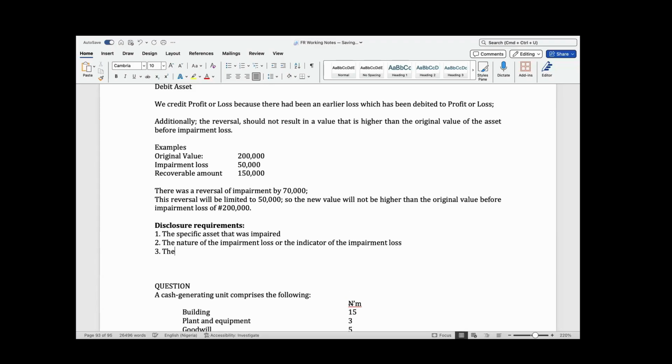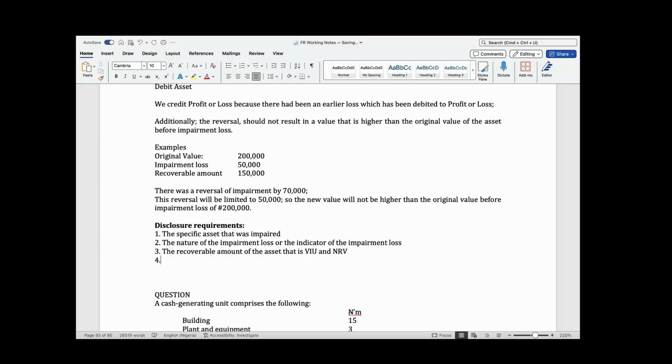Also, you need to tell us the recoverable amount. If you don't tell us, there's no way we can know. Okay, that is VIU and NRV. You need to inform us. Also, in calculating it, what's the discount rate used and the future cash flows that you estimated? If you don't tell us, nobody would be able to know that.